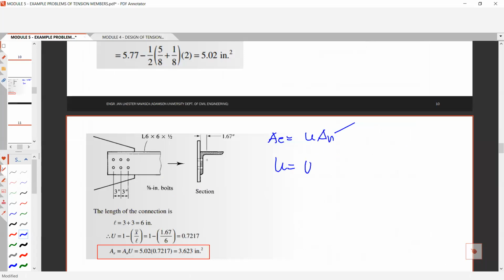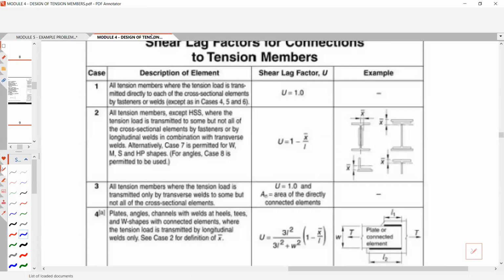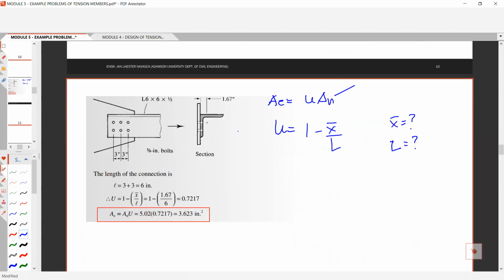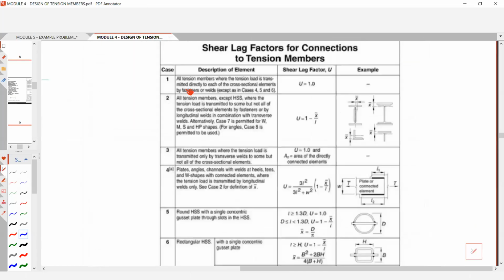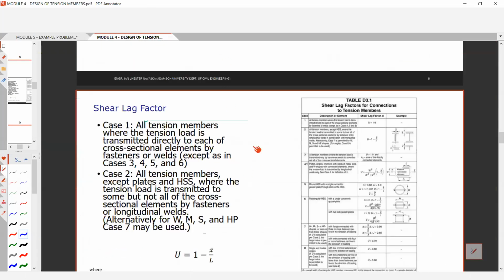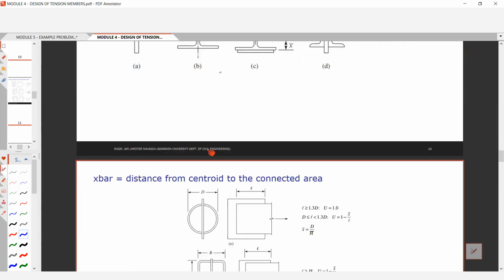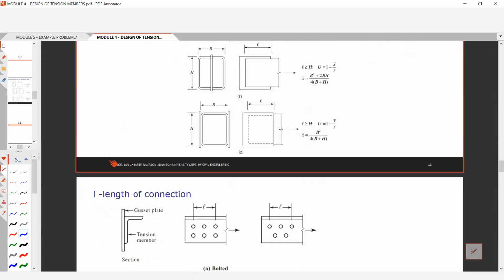So that is U. Your formula is 1 minus X bar over L. So you need to find X bar and your L. Okay, so what is X bar and L? According to our last module, module 4, your X bar is the distance from the centroid of the member to the connected area, and your L is the length of connection.